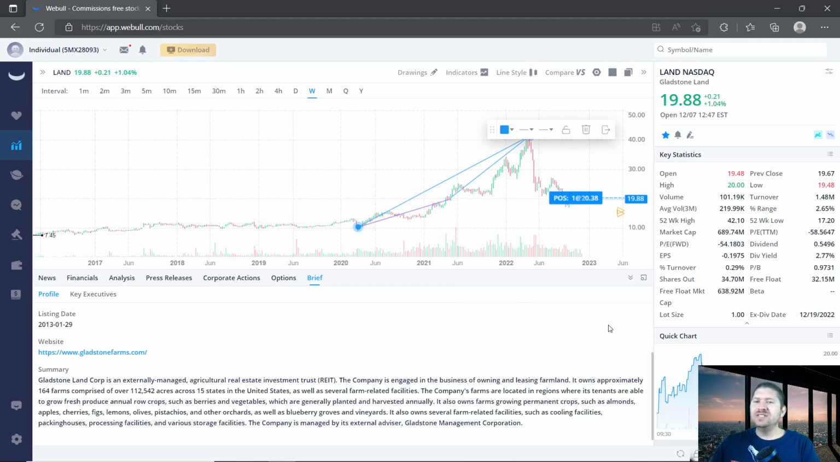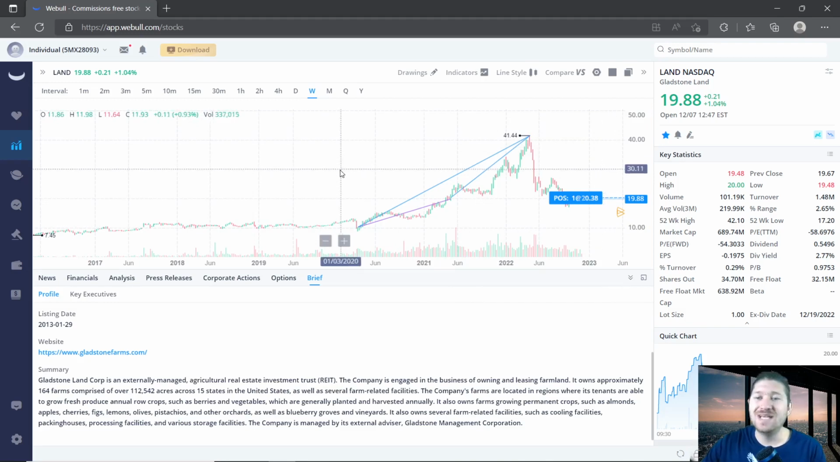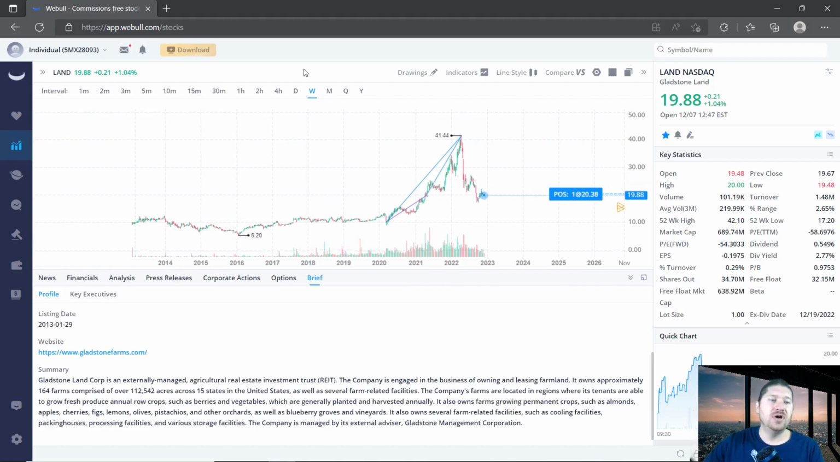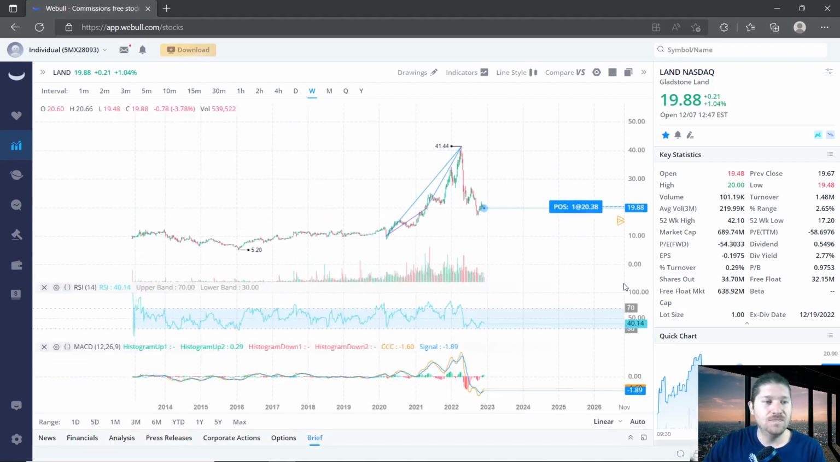Now, as you can see here, their 52-week high was $42.10, and their 52-week low was $17.20. But look at the track record on Gladstone Land. This is amazing. Gladstone Land. Why? Because they're not making it anymore.